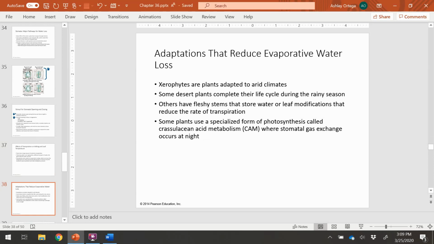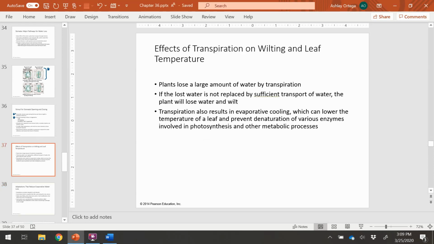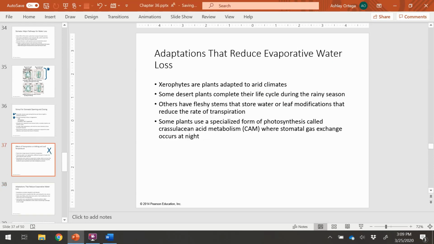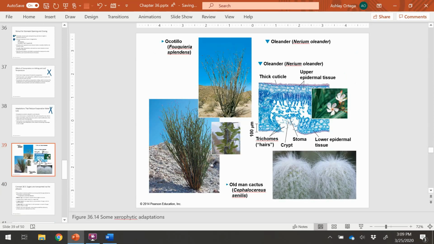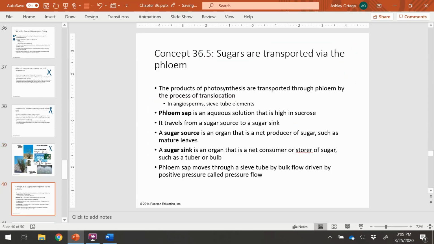Alrighty, so looking at these, you can go ahead and not worry about these. Alright, so we'll move on to sugar.